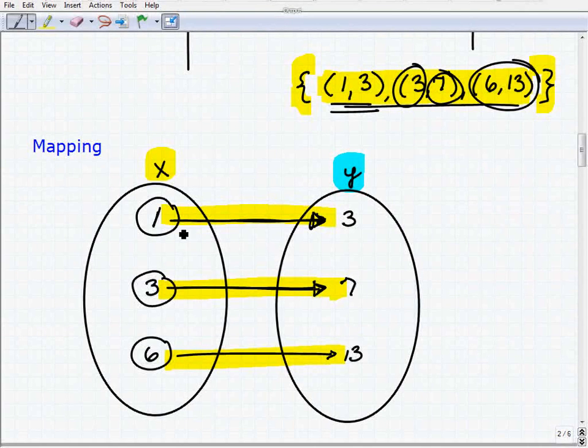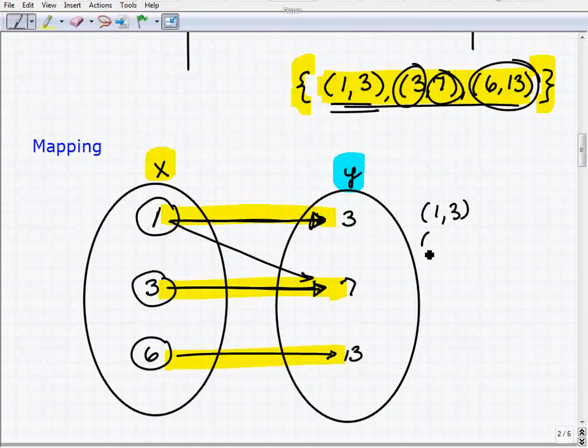All right. What about this? So if I had a mapping diagram, and this is my mapping diagram, what would be the points in my collection? Well, I would have the point (1, 3), because 1 points to 3, and I would also have the point (1, 7), because 1 is also pointing to 7.